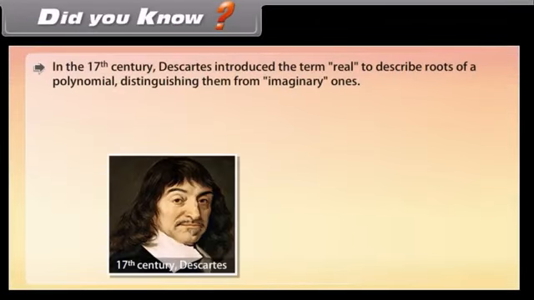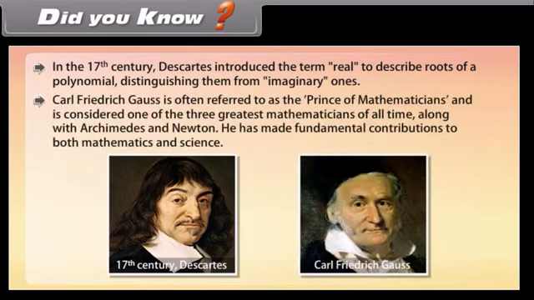Did you know? In the 17th century, Descartes introduced the term real to describe roots of polynomials, distinguishing them from imaginary ones. Carl Friedrich Gauss is often referred to as the Prince of Mathematicians and is considered one of the three greatest mathematicians of all time, along with Archimedes and Newton. He has made fundamental contributions to both mathematics and science.